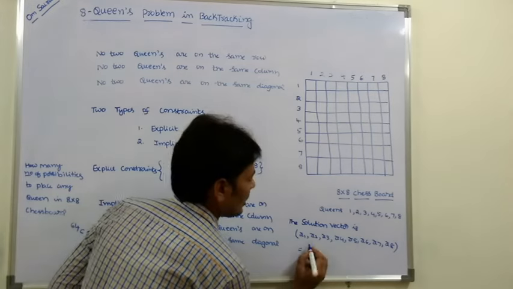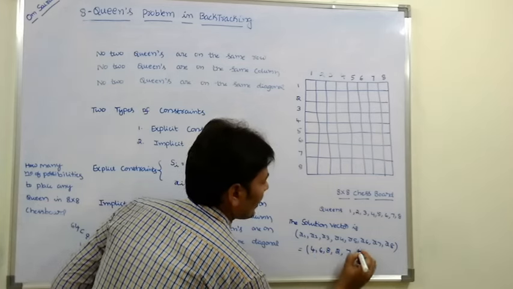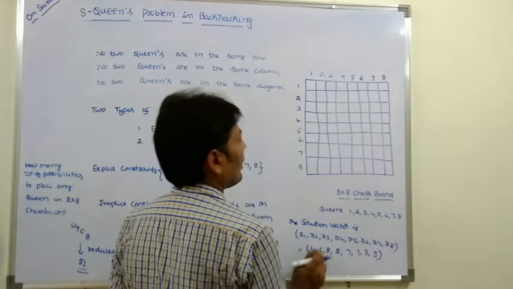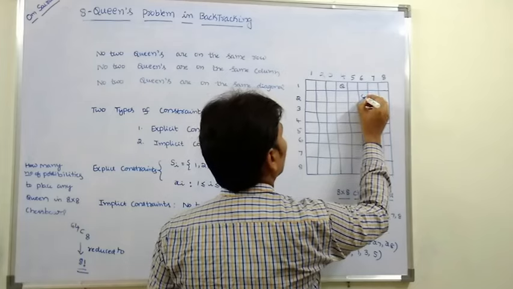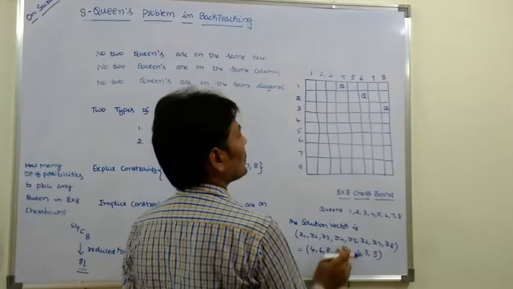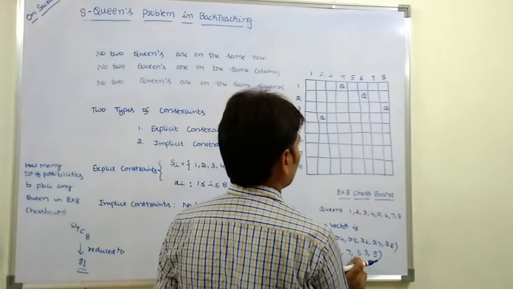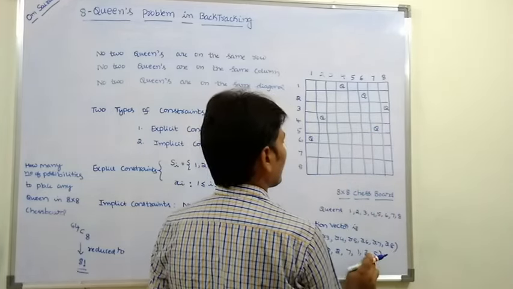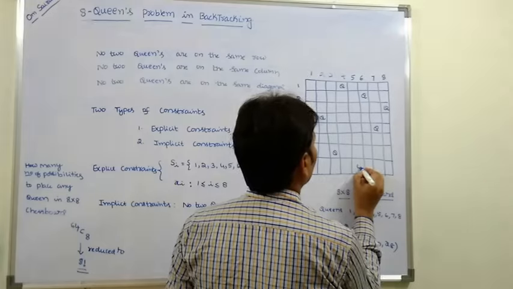Next, one solution is 4, 6, 8, 2, 7, 1, 3, 5. So, the first queen can be placed on the 4th column. The second queen can be placed on the 6th column. The third queen can be placed on the 8th column. The fourth queen can be placed on the 2nd column. The fifth queen can be placed on the 7th column. The sixth queen can be placed on the 1st column. The seventh queen can be placed on the 3rd column. The eighth queen can be placed on the 5th column.